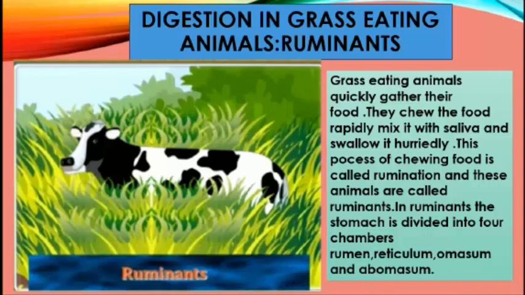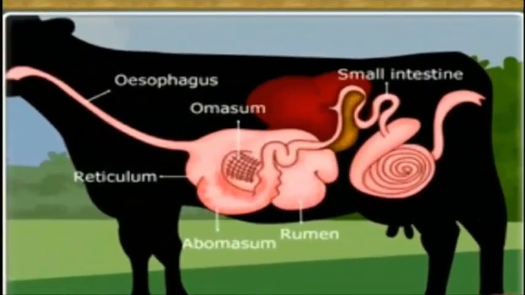They then move to a safer place and bring the food back into the mouth in small lumps and chew it. This process of chewing food is called rumination and these animals are called ruminants. Now let us see the process in detail. In ruminants, the stomach is divided into 4 chambers. The first chamber is rumen, next is reticulum, omasum and abomasum. This type of stomach is called a compound stomach.